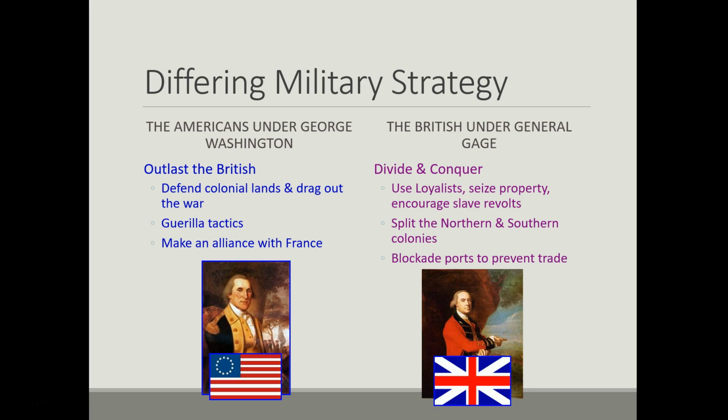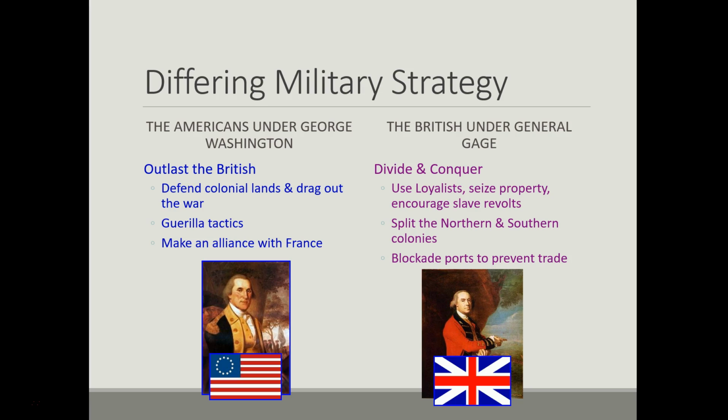Not only do we have different ways, like the British have a bigger military, but yet the colonists have lay of the land knowledge. We've also got different military strategy. Washington's just trying to outlast the British, defend the lands, drag out the war, use guerrilla tactics if possible, and the biggest thing they need is an alliance with France. The French and the British already hate each other, right? So if we can make an alliance or a friendship with France, then we've got a chance with this.